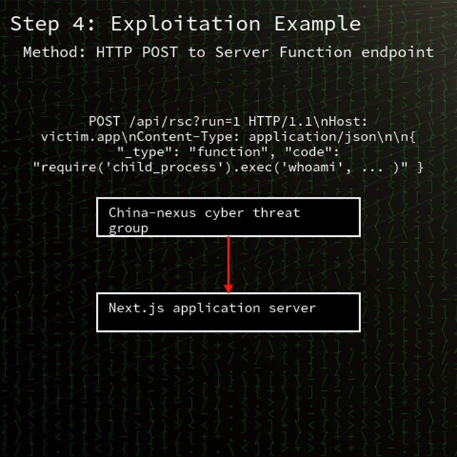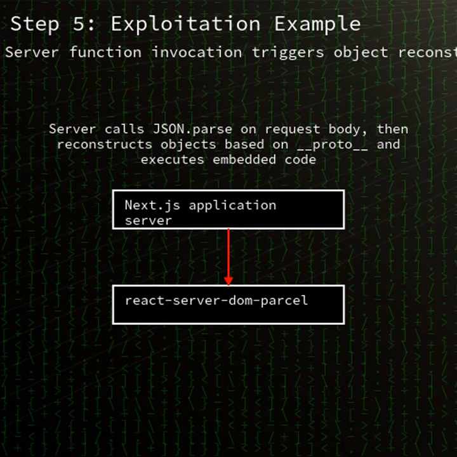React2Shell exploits the code path that deserializes user-supplied data for server functions. An attacker crafts a specially encoded payload that, when deserialized, invokes arbitrary JavaScript code on the server.